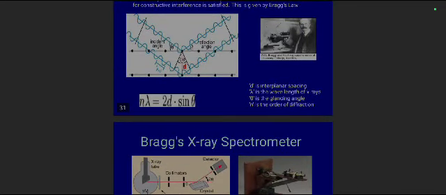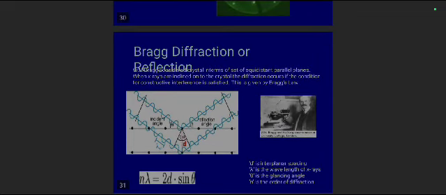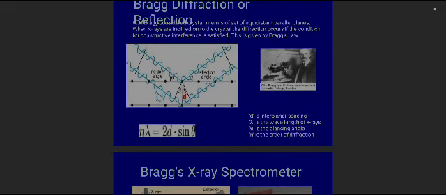d is interplanar spacing, lambda is the wavelength of X-rays, theta is the glancing angle, and n is the order of diffraction. Thank you so much.